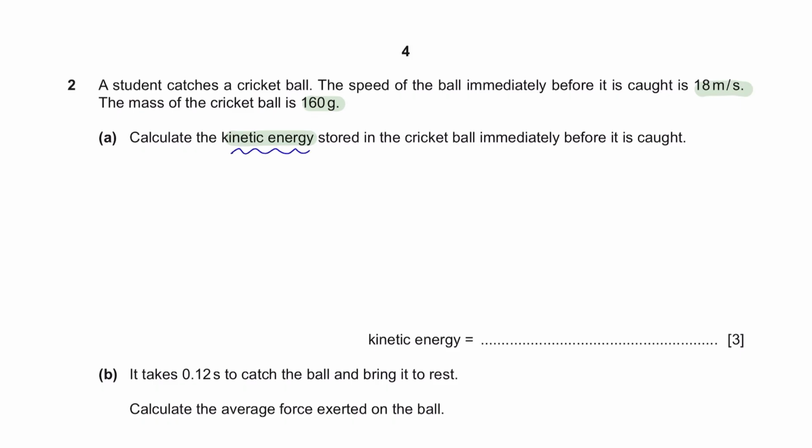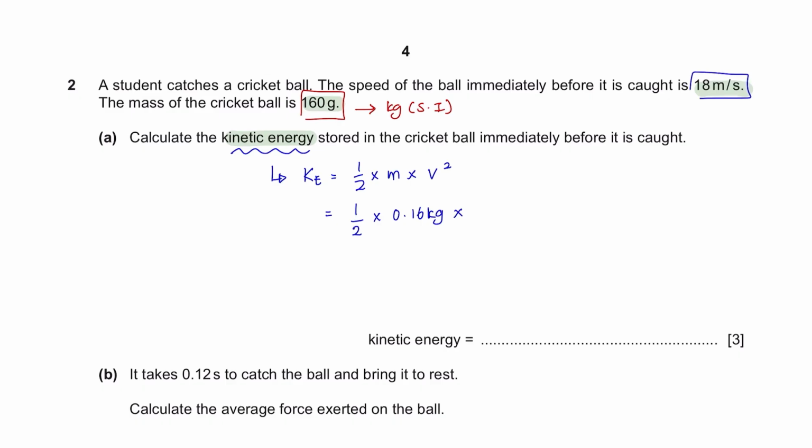The formula to calculate kinetic energy is 1 over 2 times mass times velocity squared. The mass is already given here, but since it is given in 160 grams, you have to convert this to kg as this is the SI unit. So your mass would be 0.16 kilograms times the velocity given, which is 18 meters per second, squared. You will get a kinetic energy of 25.92 joules, which rounds to two significant figures at 26 joules. Again, please do not forget to write your units.